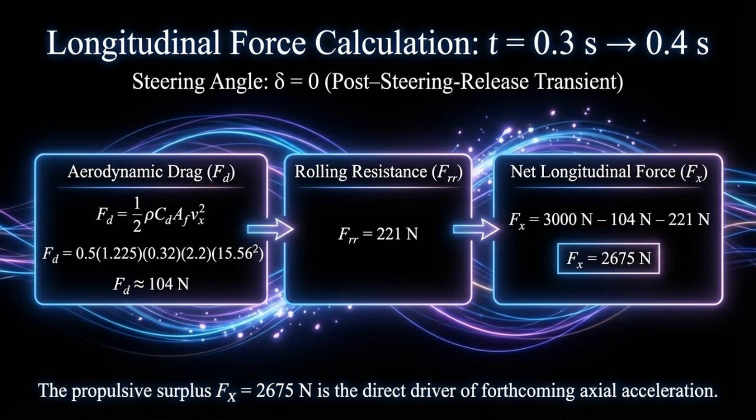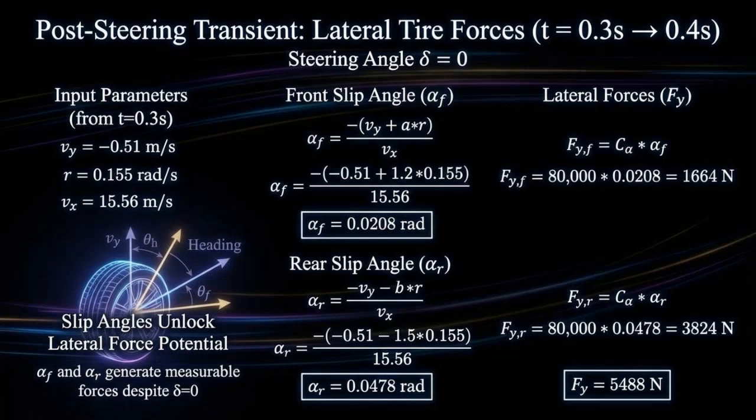Using the idea of longitudinal force balance on the vehicle, first, aerodynamic drag is computed as 104 newtons. Next, rolling resistance is recalled as 221 newtons. Both resistive forces are subtracted from the 3,000 newton drive force. This results in a net longitudinal force Fx equals 2,675 newtons. This net force is the sole driver of the vehicle's upcoming forward acceleration.